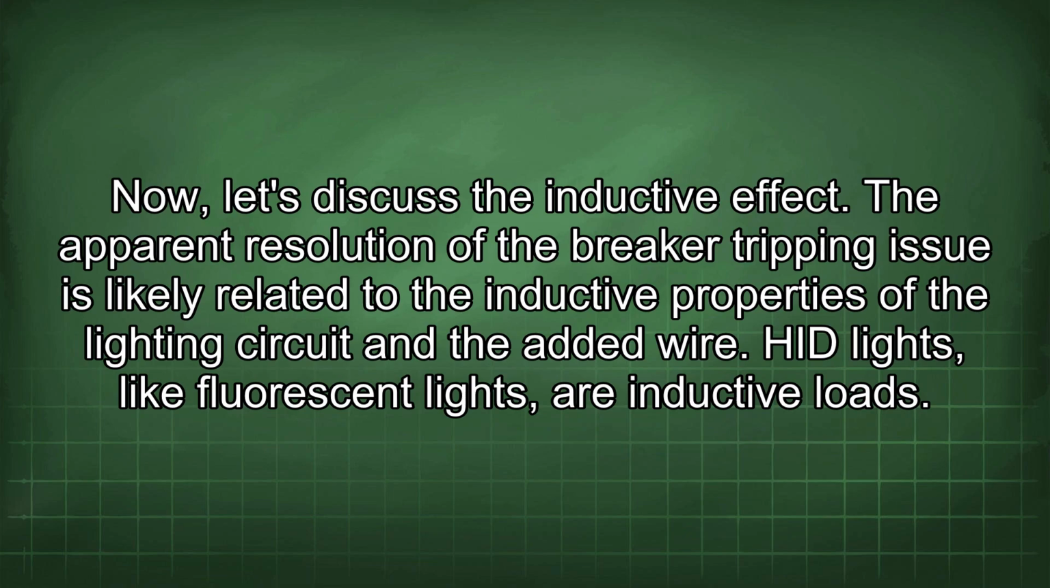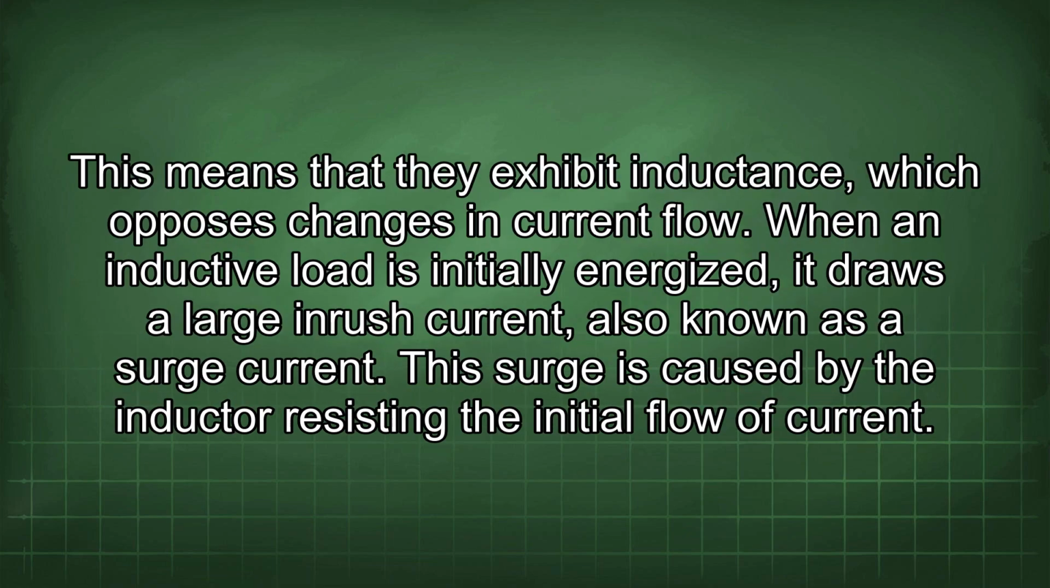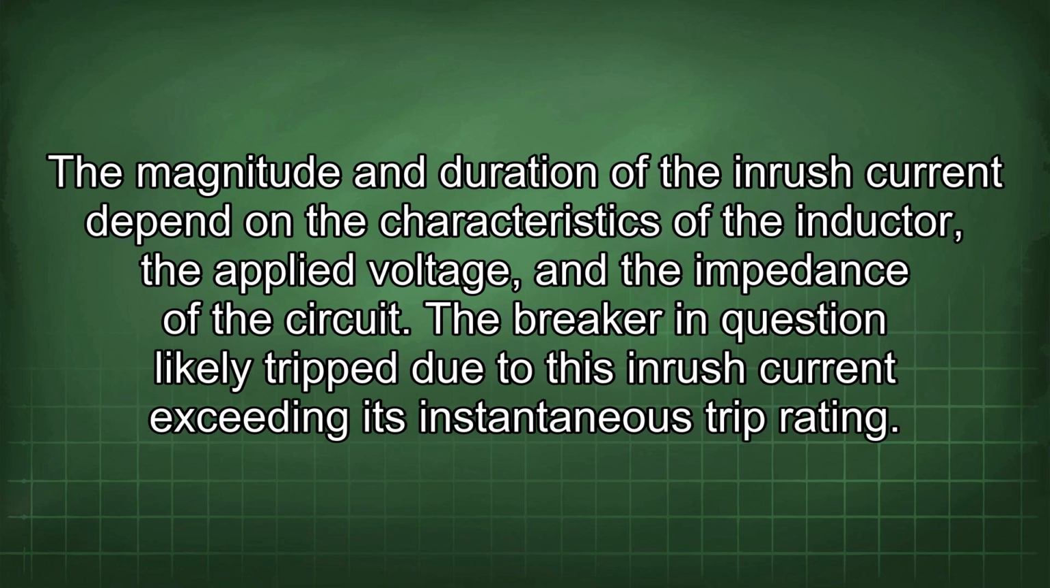The apparent resolution of the breaker tripping issue is likely related to the inductive properties of the lighting circuit and the added wire. HID lights, like fluorescent lights, are inductive loads. This means that they exhibit inductance which opposes changes in current flow. When an inductive load is initially energized, it draws a large inrush current, also known as a surge current. This surge is caused by the inductor resisting the initial flow of current. The magnitude and duration of the inrush current depend on the characteristics of the inductor, the applied voltage, and the impedance of the circuit.